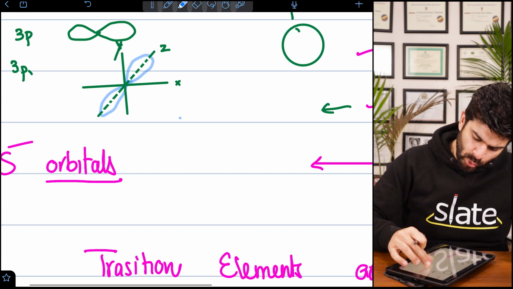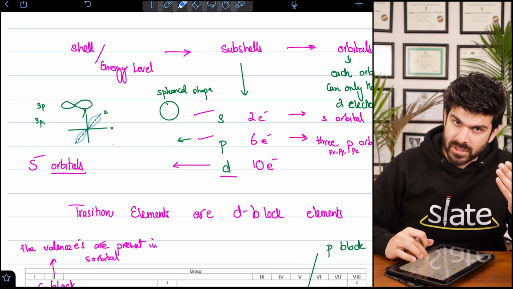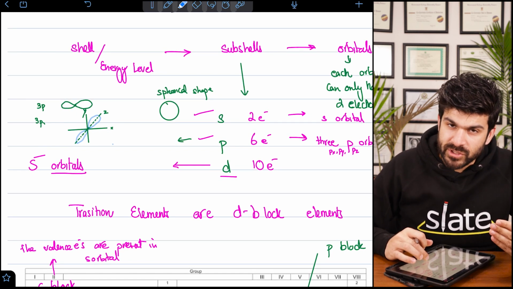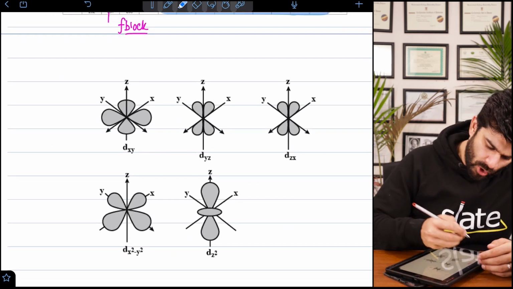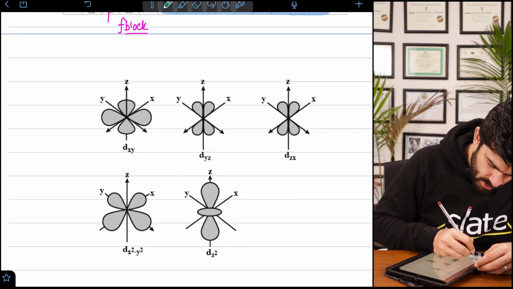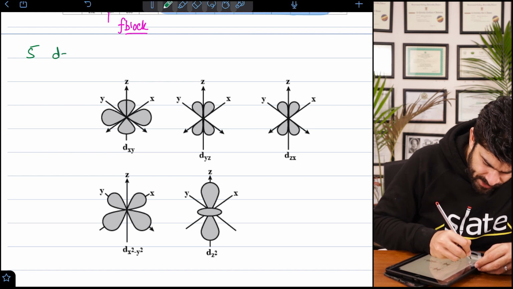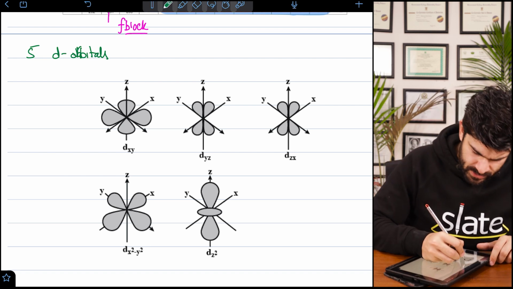Now talking about A2, 5 orbitals. There are different shapes, there are different names. So these are the 5 orbitals of d block. 5 d orbitals and their shapes.